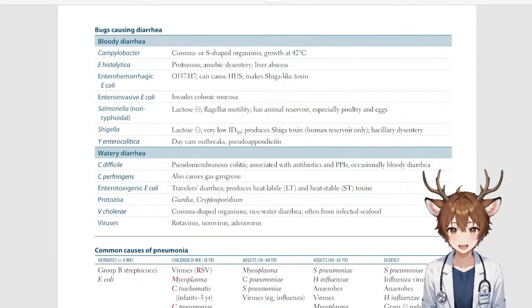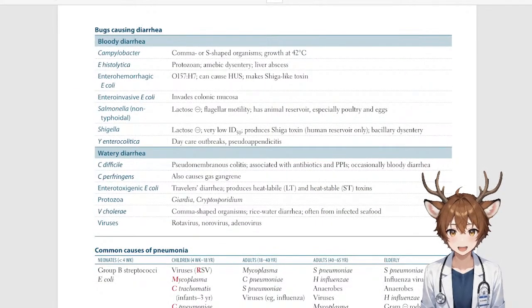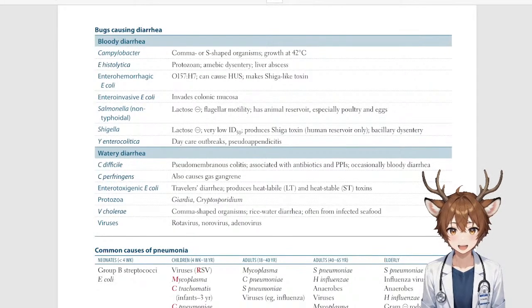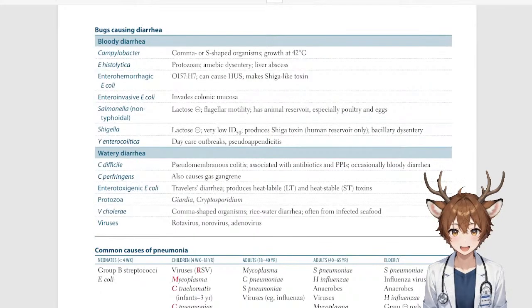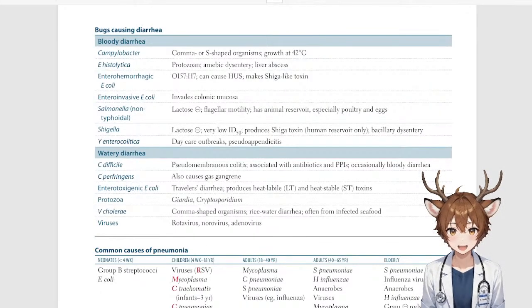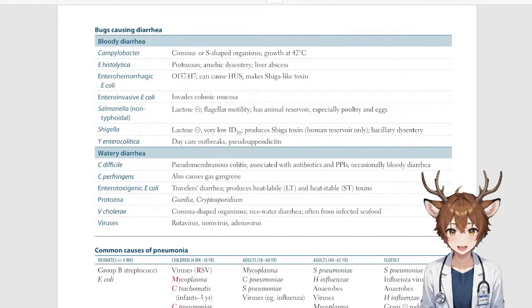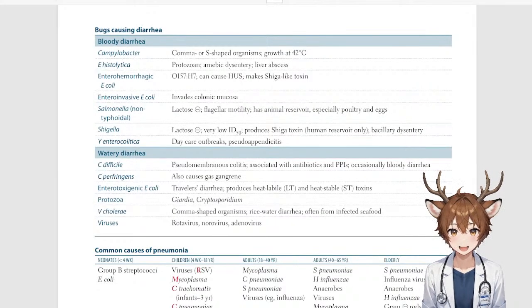Bugs causing diarrhea, bloody diarrhea. Campylobacter, comma or S-shaped organisms, growth at 42 degrees Celsius. Entamoeba histolytica, protozoan, amoebic dysentery, liver abscess. E. coli, enterohemorrhagic E. coli, O157:H7, can cause HUS, hemolytic uremic syndrome, makes the Shiga toxin.